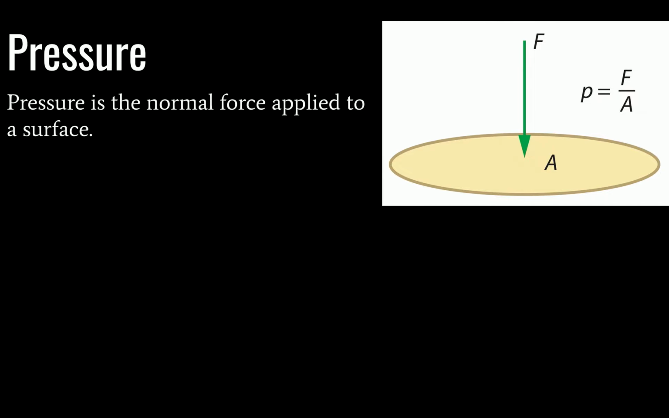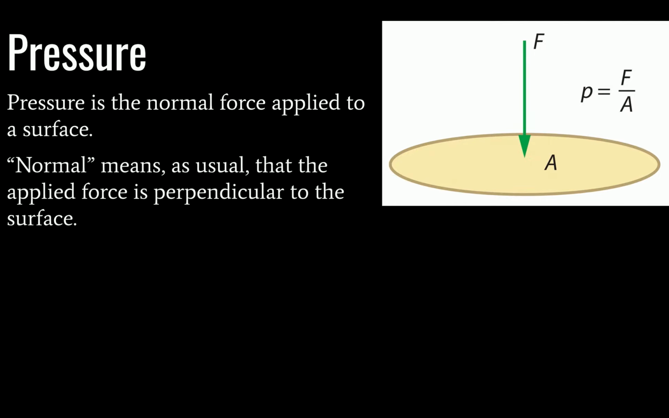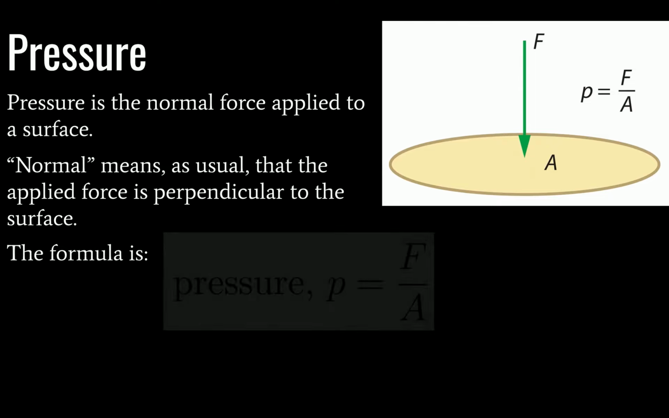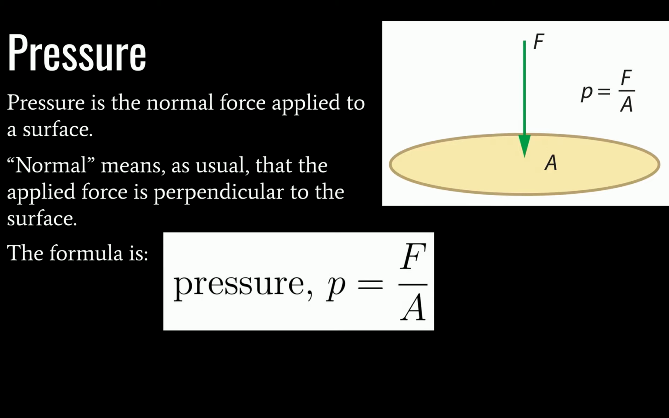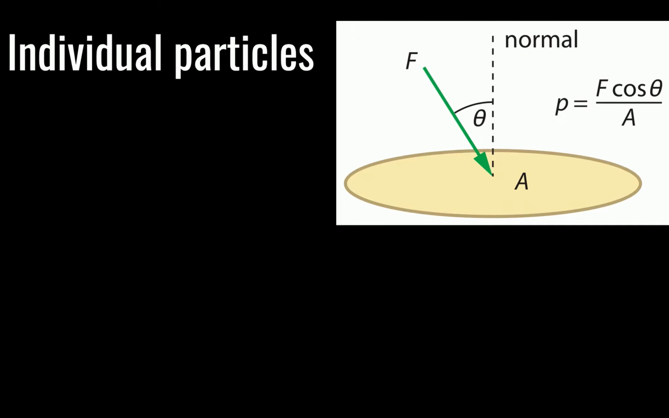Okay, next, let us define pressure. So pressure is the normal force applied to a surface. Normal just means that the force is perpendicular, okay? So the formula then, you can already see it there, but it is pressure is equal to F divided by A, where F, of course, is force, and A is surface area.